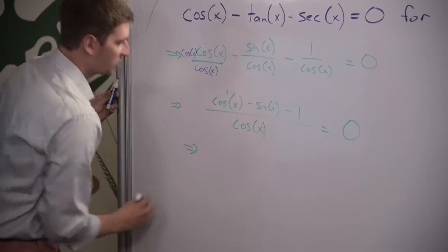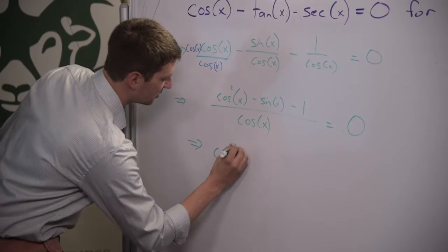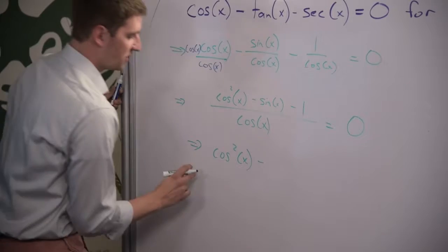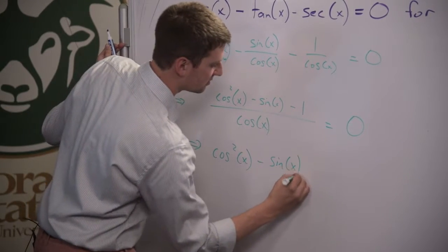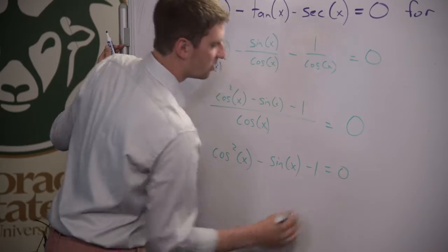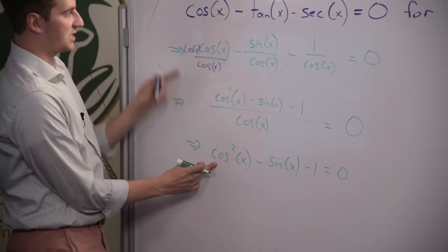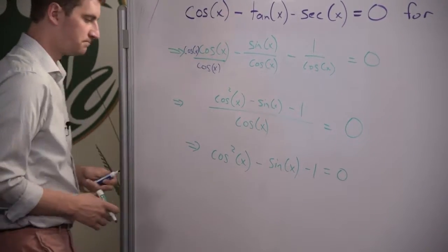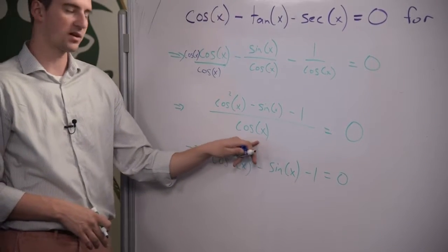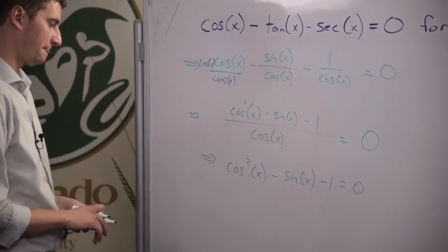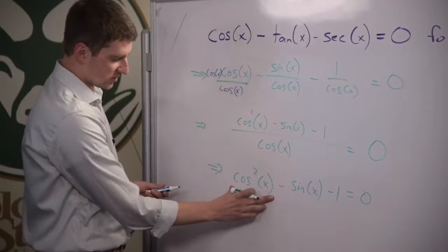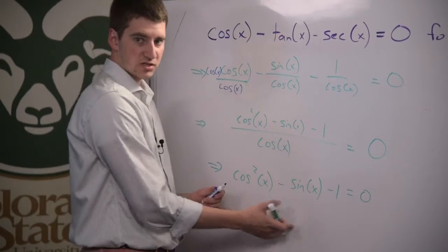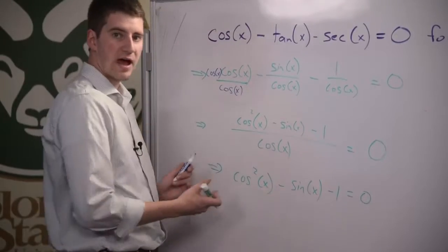So just using fractions, we know that we have this situation: cosine squared of x minus sine of x minus 1 equals 0. This has the same solutions as the original, as long as cosine of x is not equal to 0. So what can we start doing now? This is much more difficult because we have sines and cosines, not just one. We can't factor one thing out.